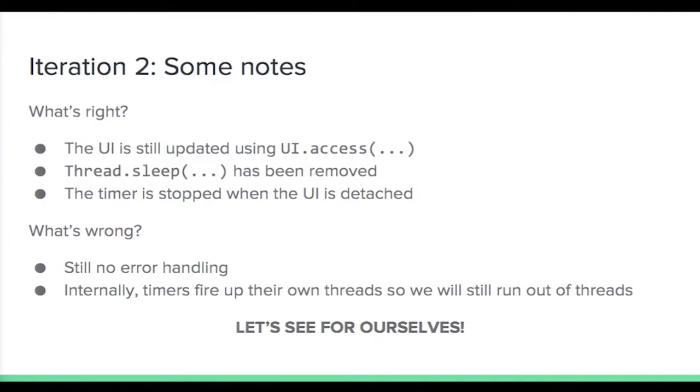Again, there were some things we're doing right. We're no longer using thread sleep, so we got rid of that one. And we also have this call to stop this timer when the UI is detached. But unfortunately, this didn't actually solve our original problem with threads, because internally a timer will also start up its new thread. So we're still getting one thread per UI.